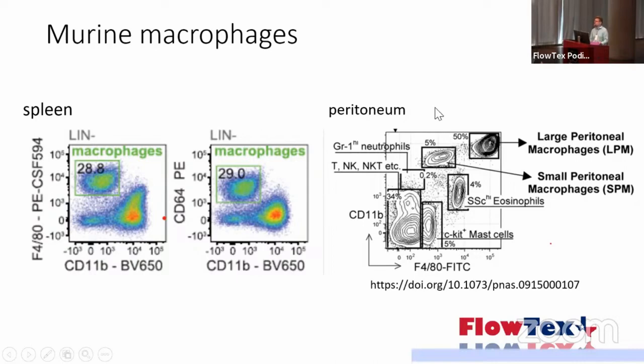Depending on where you look, they might be a little bit different in phenotypes. So this is taken right out of a paper by Len and Lenore Herzenberg, looking at macrophages from the peritoneum. In the upper right-hand corner, we have large peritoneal macrophages. And then over here, we have the small peritoneal macrophages, using the same markers, CD11b and F4/80, just a slightly different phenotype. But it's important to know where you're looking. You may have to switch the markers a little bit or gate a little bit differently to find what you're looking for.